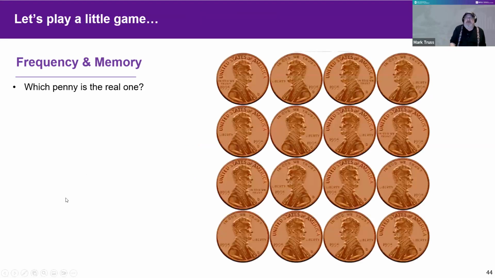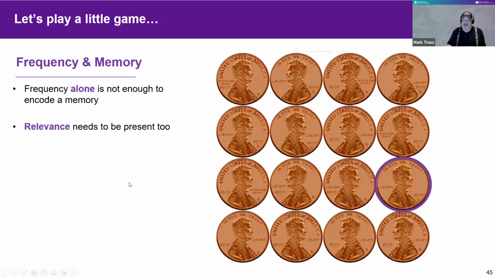So then I ask you, here's a bunch of pennies, 16 pennies. Which one is the real one? It's hard with 16, I know. But take a look at these for a minute and try and find the one. I mean, you've seen these thousands of times. You should know. Which one is the real penny? I took this test. I got it wrong. I picked the wrong one. Here it is over here.